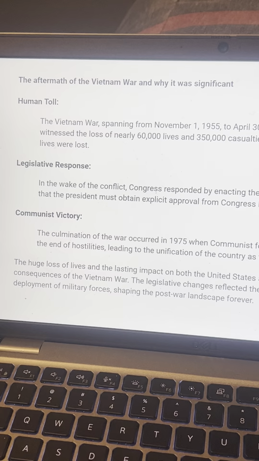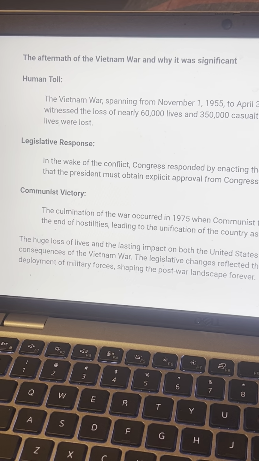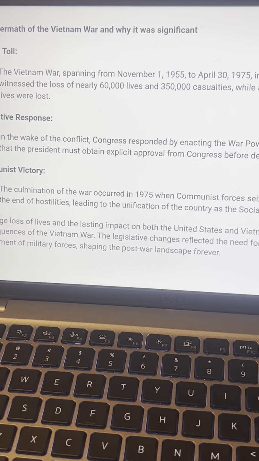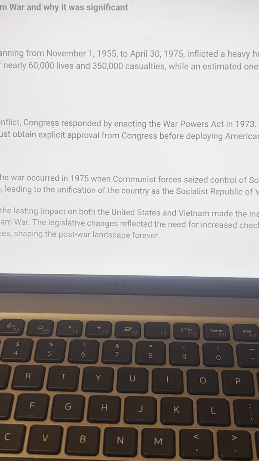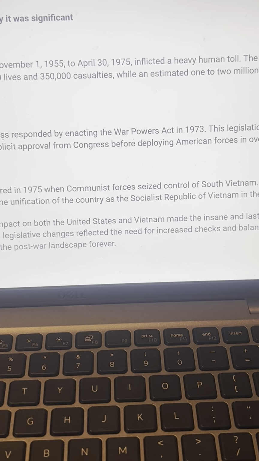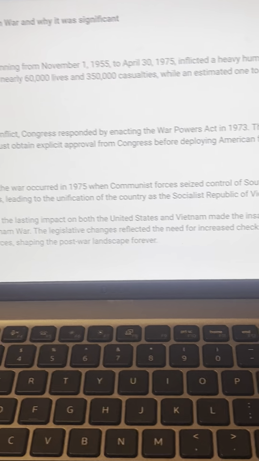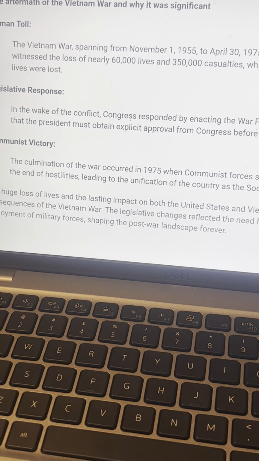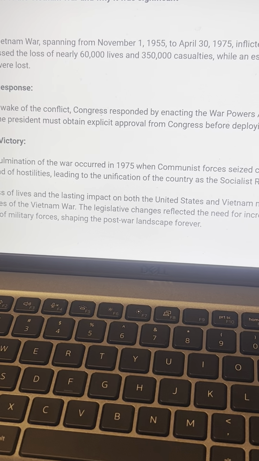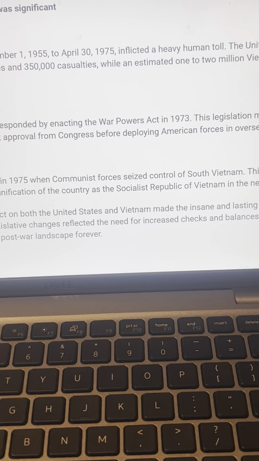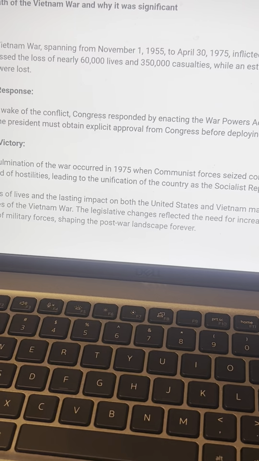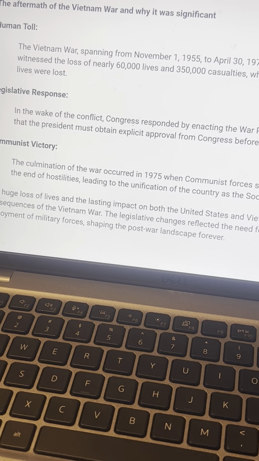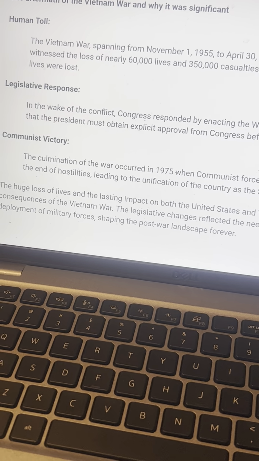Okay, the aftermath of the Vietnam War, and why was it significant? So, the Vietnam War spanned from November 1st, 1955 to April 30th, 1975, and the huge number of lost lives. I mean, nearly 60,000 people lost their lives, 350,000 people were casualties in the United States alone, and 1 to 2 million Vietnamese lost their lives. So a huge number of people lost their lives in this absolutely bloodbath war.